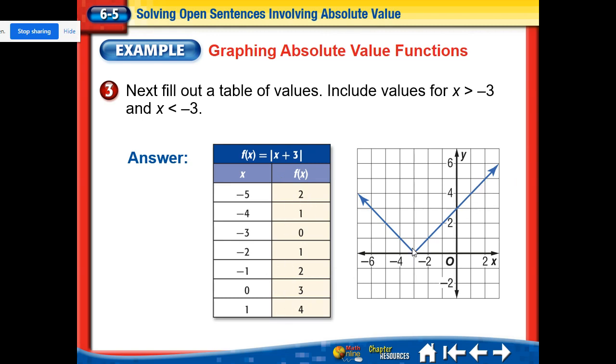And notice what happens with this. You get a V-shaped graph because absolute values can't be negative, right? So as it comes down to become a negative, it just bounces away and stays positive. So you're going to get this V-shaped graph all the time. So you just need to keep putting points in until you get that V shape, until you get that bounce, and then you know where our equation is.